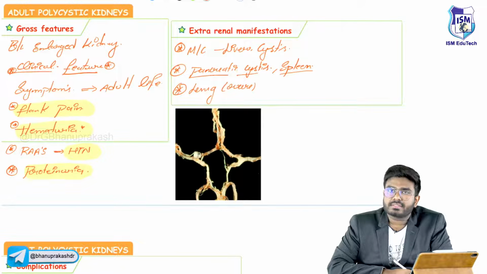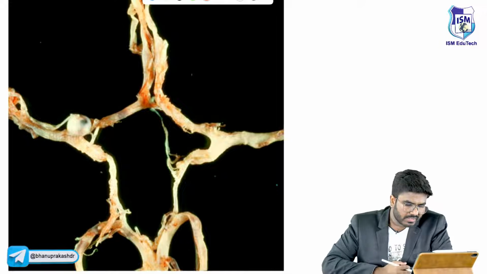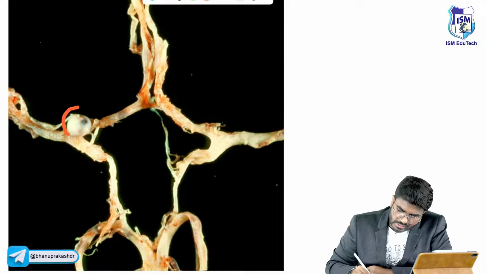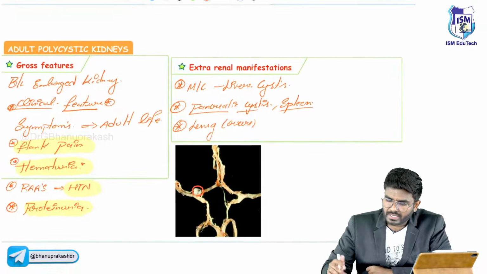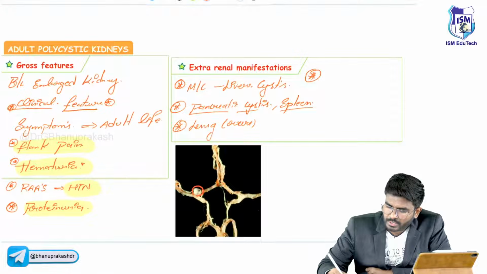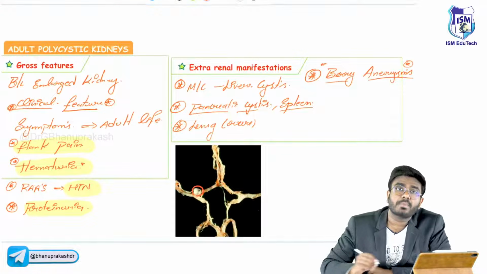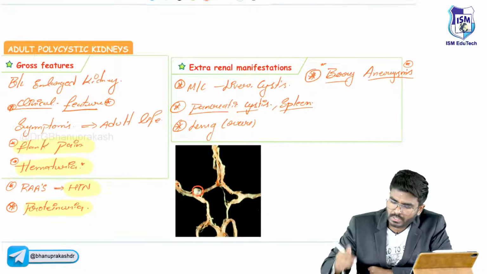Now, any other things which are going to be seen? Look here, what is the structure that I am highlighting? Any idea, guys? It's the circle of Willis, right? In the circle of Willis, are you able to appreciate there is an aneurysm? These patients are going to show berry aneurysms. If that berry aneurysm ruptures, it's going to cause subarachnoid hemorrhage with severe, thunderclap headache.